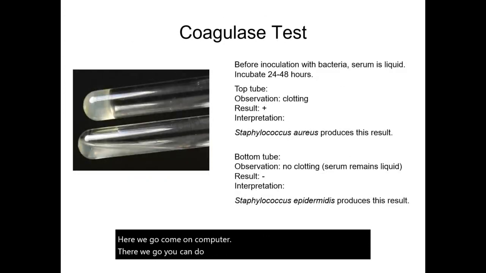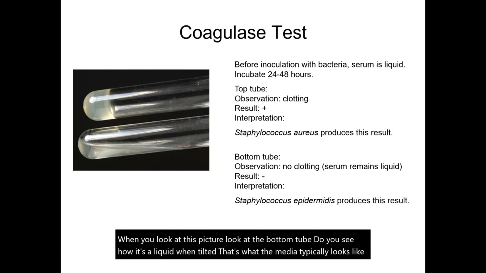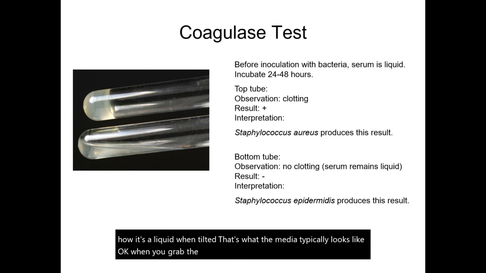All right. So when you look at this picture, look at the bottom tube. Do you see how it's a liquid when tilted? That's what the media typically looks like. Okay, when you grab the media to do this lab, it will be a liquid. So all you'll have to do is get some bacteria on your inoculating loop and swish it around in this media. You then place it in the incubator and you wait about 24 to 48 hours.